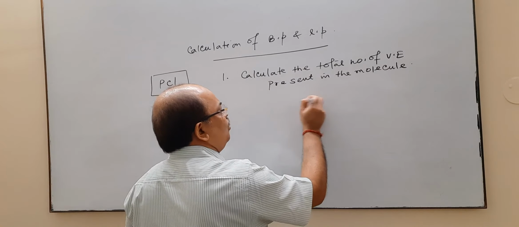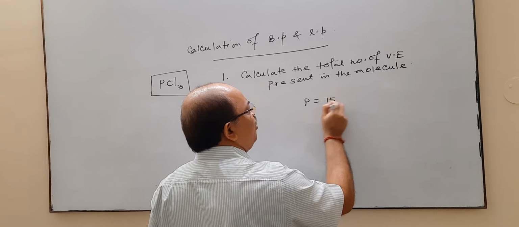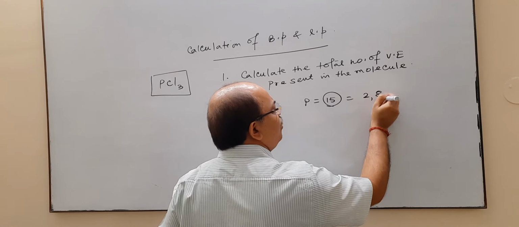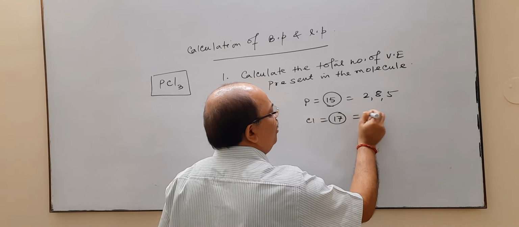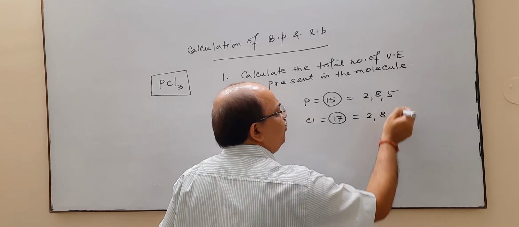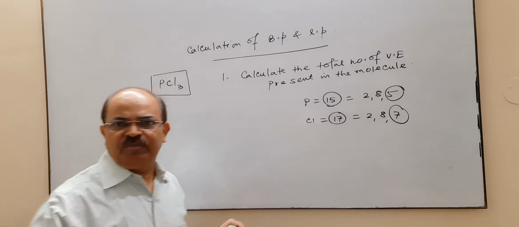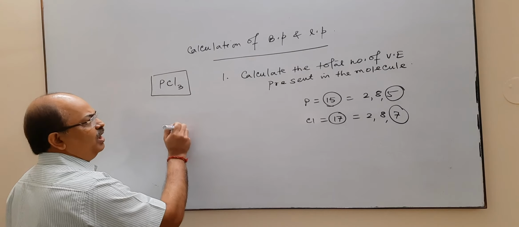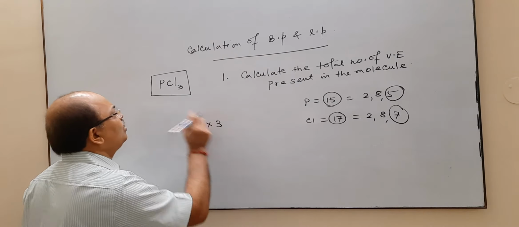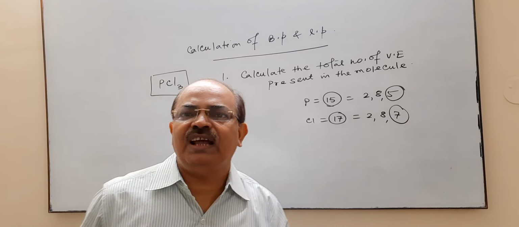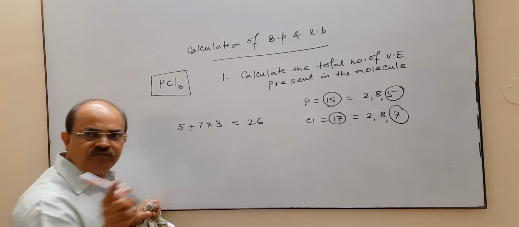Phosphorus, you know, has 5, because phosphorus atomic number is 15, that is 2, 8, 5. Chlorine is 17, so it is 2, 8, 7. So phosphorus valence electron 5, chlorine valence electron 7. One phosphorus gives 5, and 3 chlorine gives 7 into 3. So total is 26.